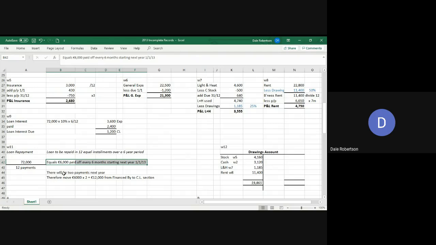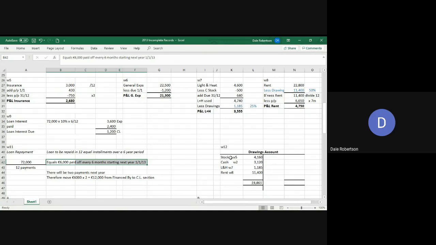In other words, there will be 2 payments next year. Therefore, how do we do that? We're going to move 6,000 by 2, which is 12,000, from being a long-term liability in the finance by section to being a more immediate current liability, a creditor which is falling due within 1 year. So we move 12,000 up from the finance by section to the current liabilities section. I'm going to show you that in a moment when we look at the answer anyway.